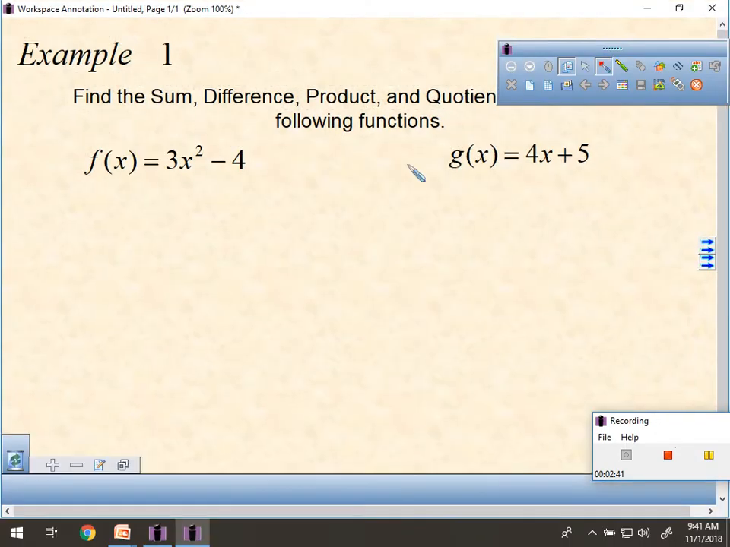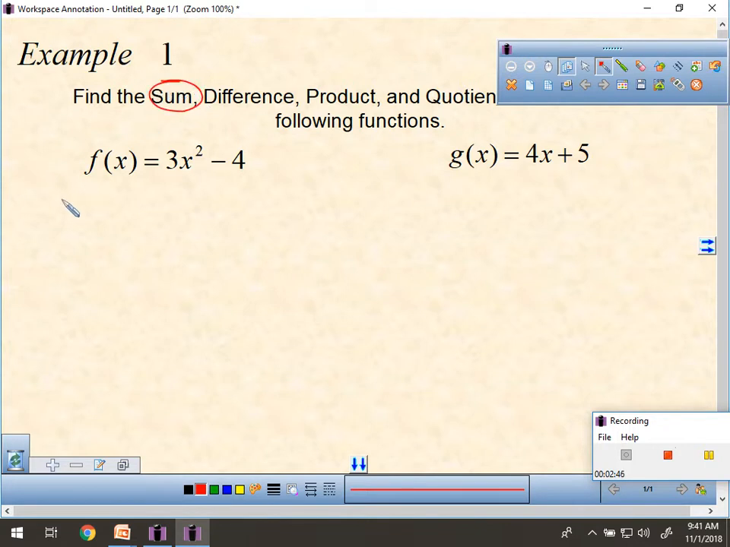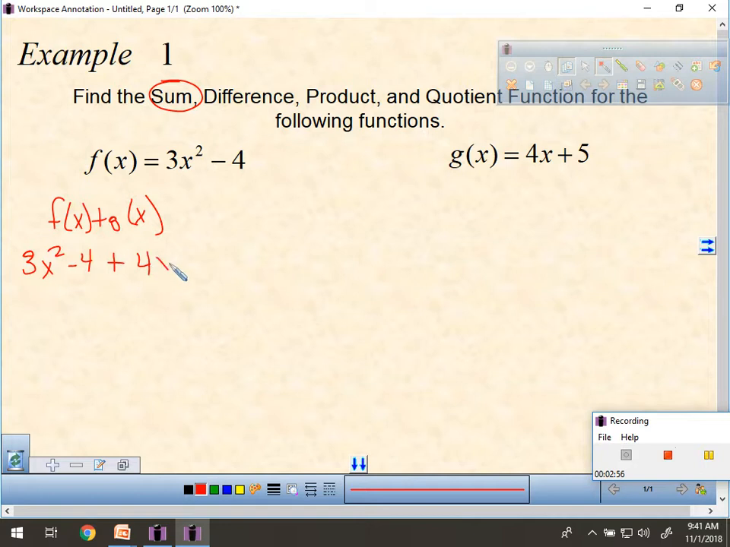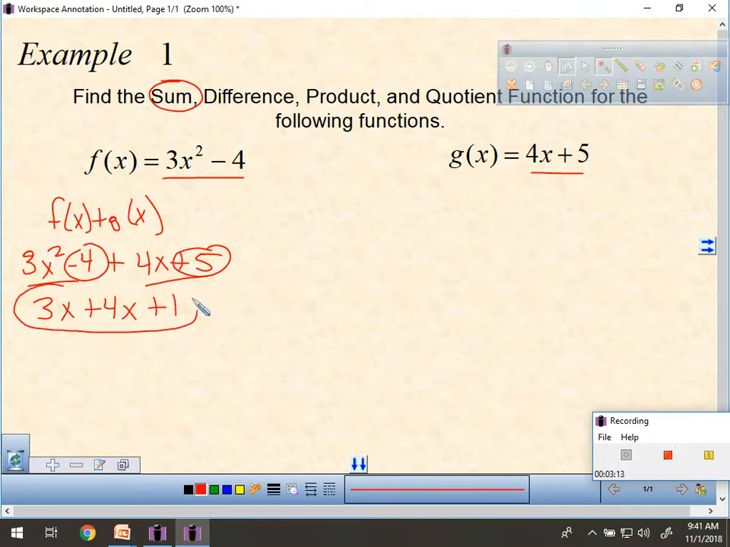So what I mean by that is, let's say that I wanted you to find the sum. So let's say I wanted you to find f of x plus g of x. As elementary as this sounds, all you're really going to do is take those two functions and add them together. So add 3x minus 4 and 4x plus 5. And then, of course, just do your algebra. Make sure any like terms that can combine together do, and there are some. I see a negative 4 plus 5, so that's going to give me a positive 1. And so that would be my new function, which would be the sum of those two functions.